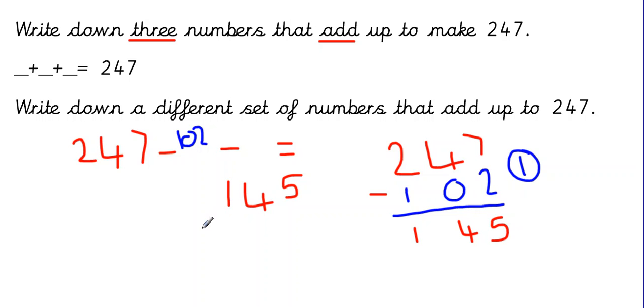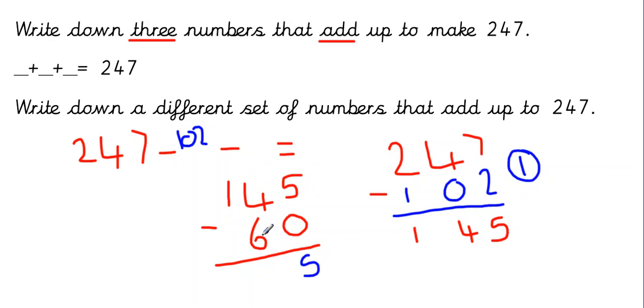And I'm going to take away another number. Now this time, I think I'm just going to take away 60. Okay? So there's no thought going into what numbers I'm choosing here, just as long as they are smaller than the number you are subtracting from. Okay? So I've got 5 take away 0, which is 5.